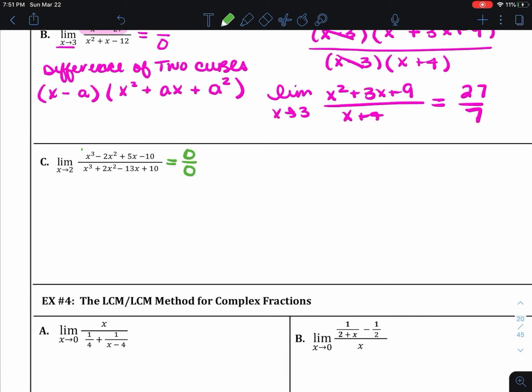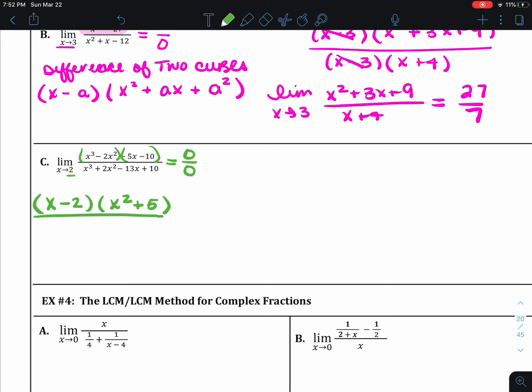If I take a look at the top, I can see factoring by grouping. So if I group the first 2 terms and the last 2 terms, what I can take out they have in common is an x minus 2 times an x squared plus 5. And so then the bottom is not factoring by grouping. We don't have like terms, but what we can use is synthetic division.